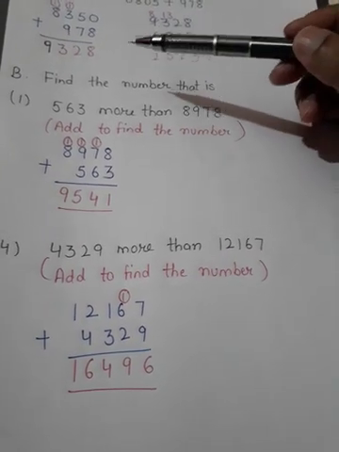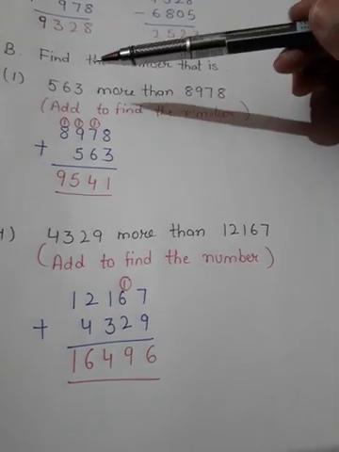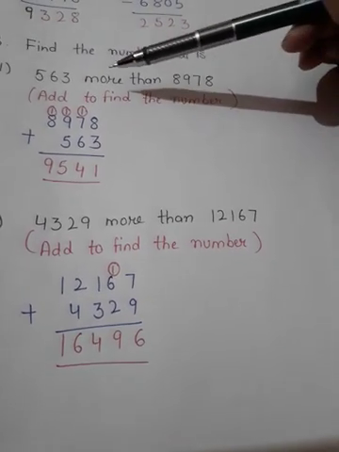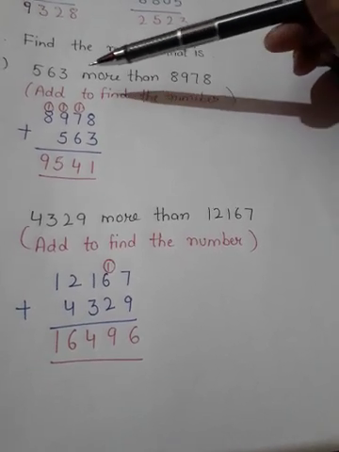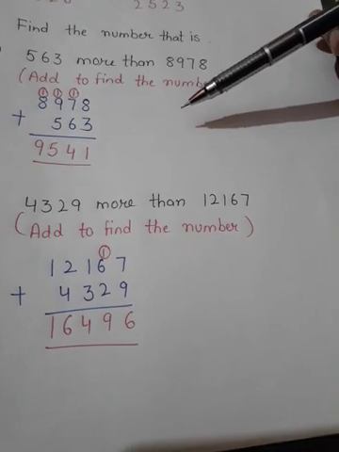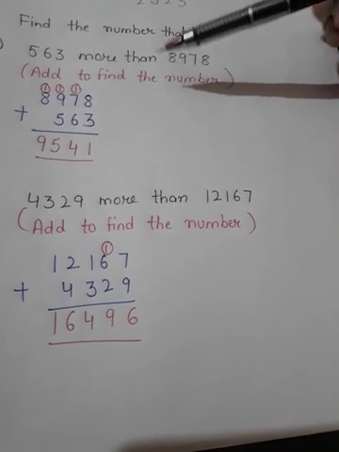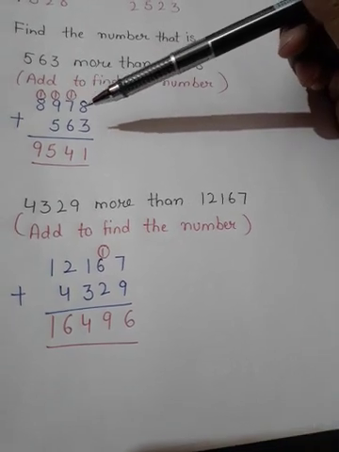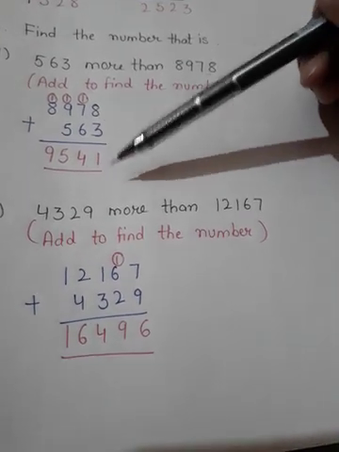Now question number B is: find the number that is 563 more than this. To find the number which is more than, what will we do? Add, right? To find the number, we have to do addition. So the number they have given is 8978 plus 563. Add it.